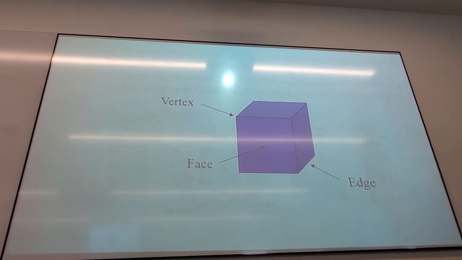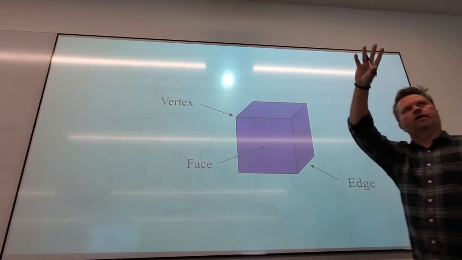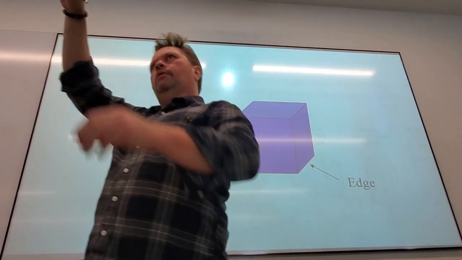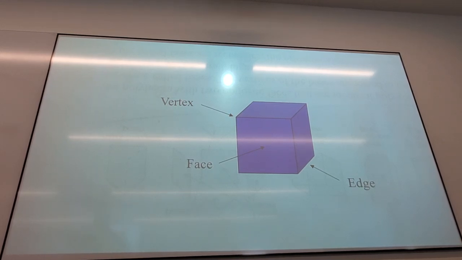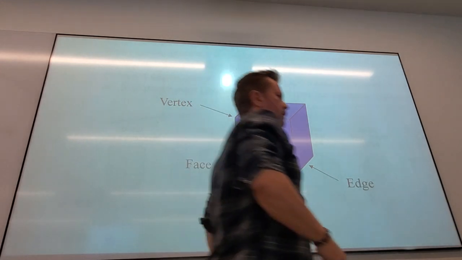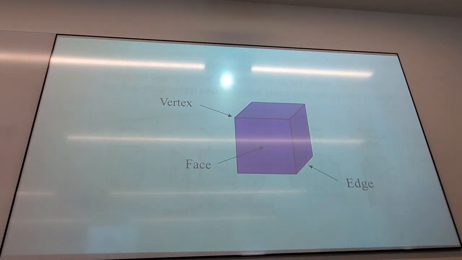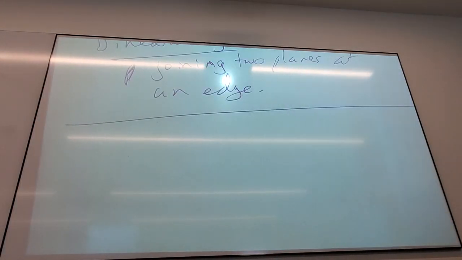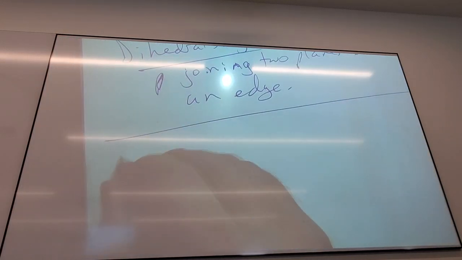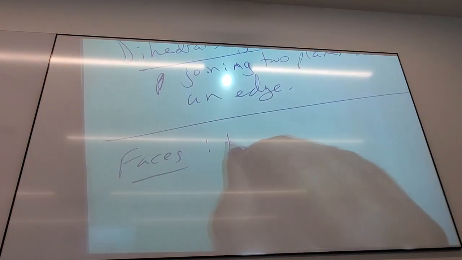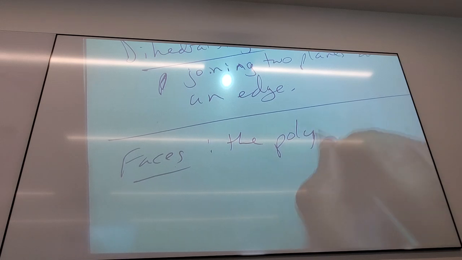If you take any two sides in that shape, how do they meet? They of course meet at one edge. Yes? Okay. Like it. Oh, I'm sorry. Did you get that? Sorry. Okay. So faces are the polygons themselves that we're using to put this thing together.